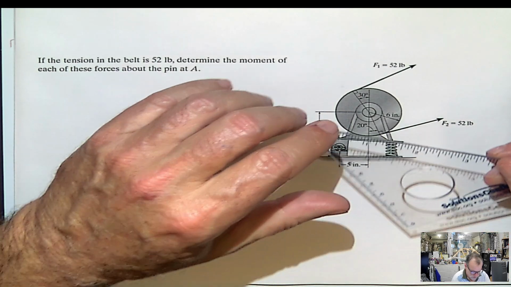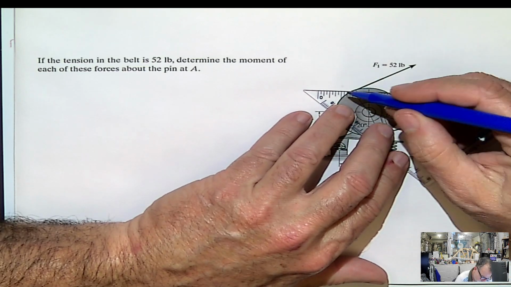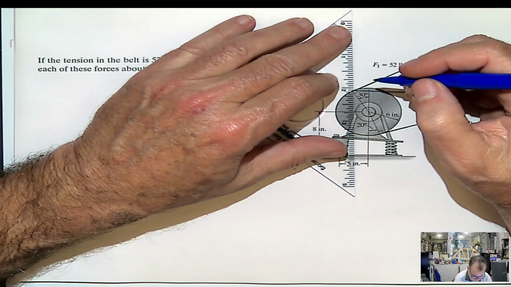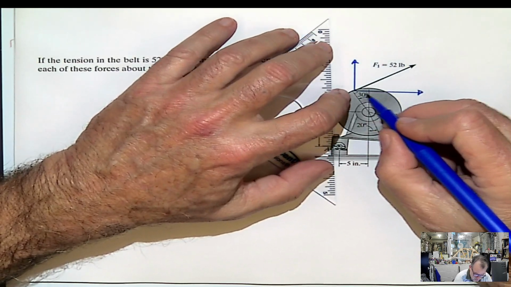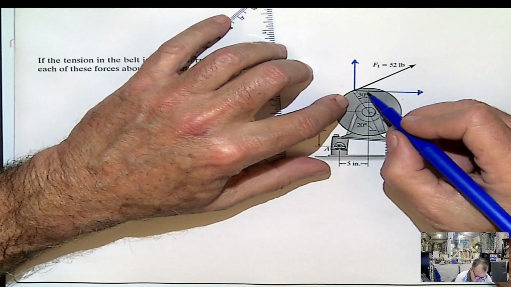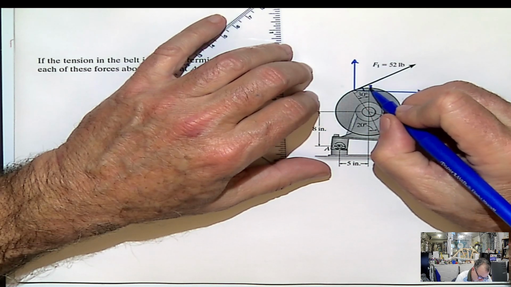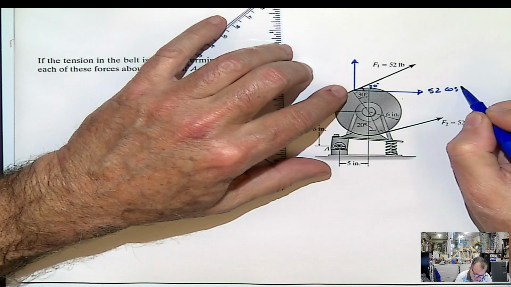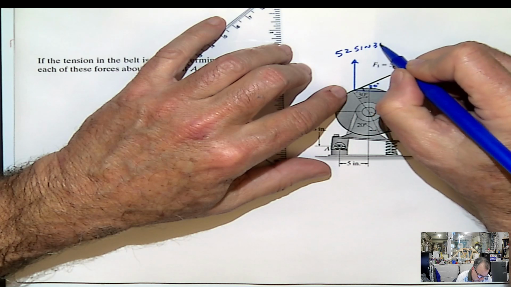So basically what we have to do is decompose this force into components. You can see here, I'm going to decompose this force into this component and this component. And I know this is 90 degrees, so that's why I can do that. This angle here is 30. This angle here is 30. This is 90 degrees as well. This is 60. That means that this is going to be 30 again. This angle here is 30 degrees. So this force is going to be 52 cosine 30, and this is going to be 52 sine 30 degrees.